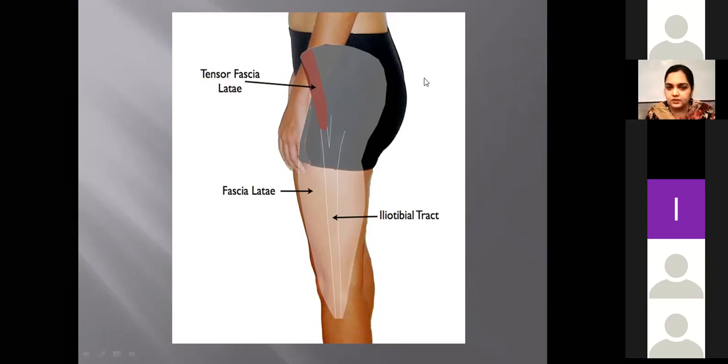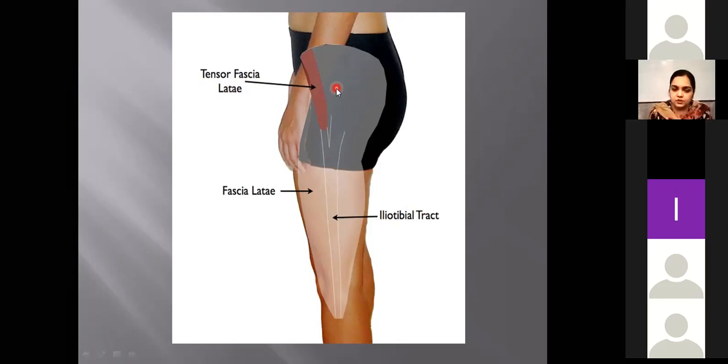Three-fourths of the gluteus maximus muscle: from here these fibers will join and together form an aponeurotic sheet, and then they are inserted into the middle part of the iliotibial tract. So we can say the iliotibial tract splits superiorly to enclose two important muscles. What are these two important muscles? Gluteus maximus and tensor fascia lata.